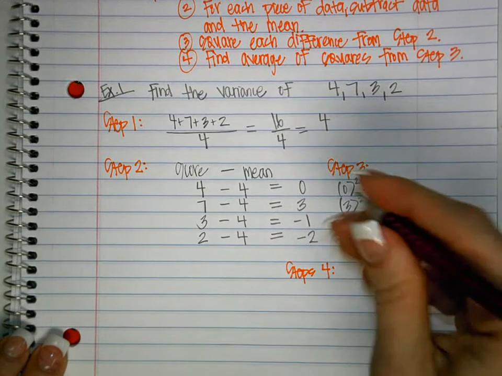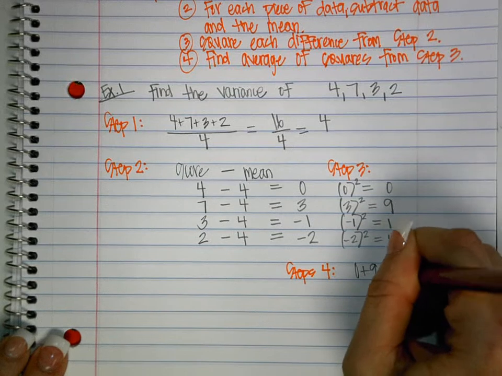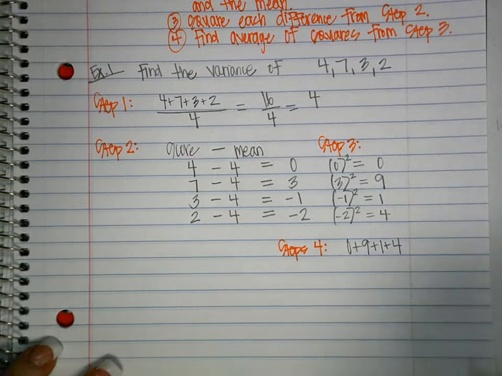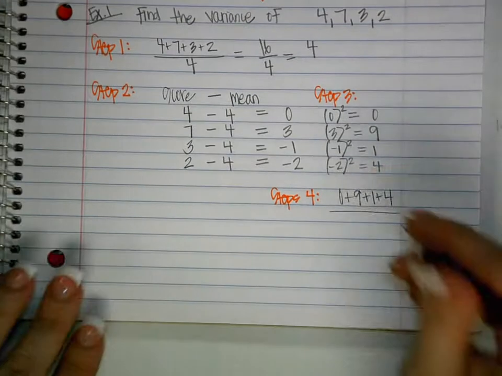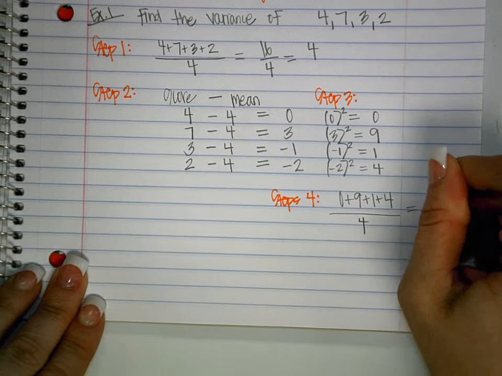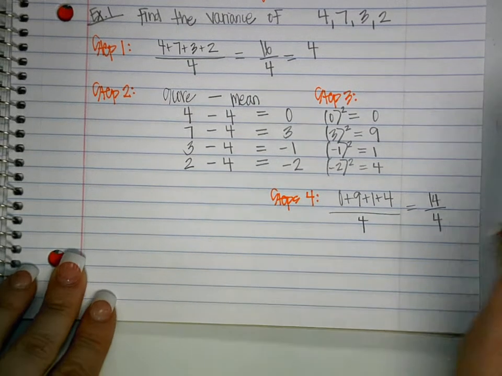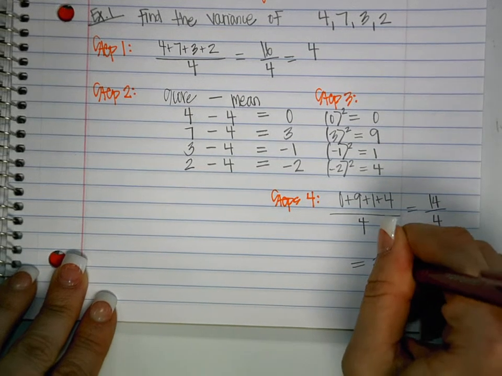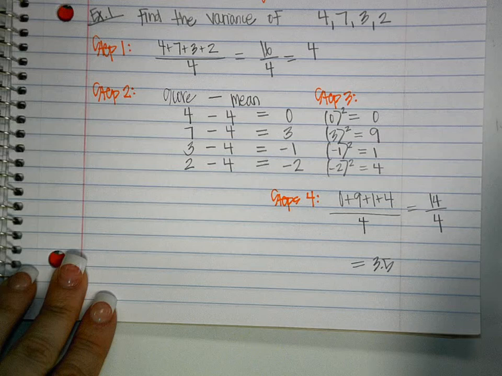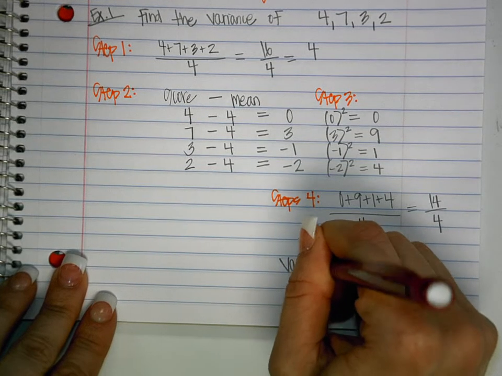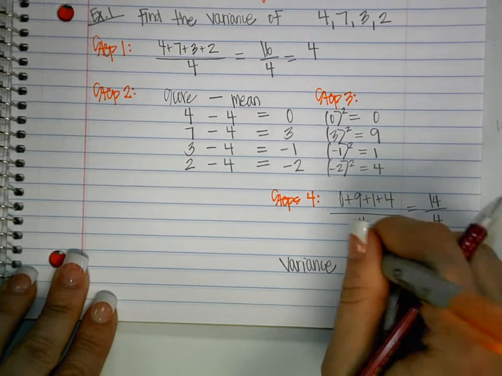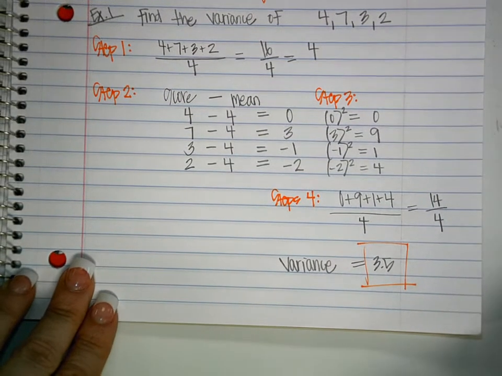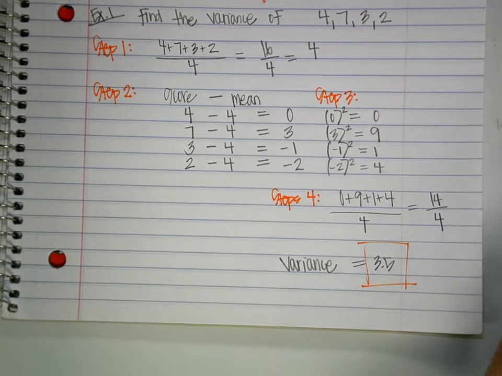So we're going to add all of these up together: 0 plus 9 plus 1 plus 4. And how do we find the average of those values? Add them together and divide by 4. If you add all of these together, we get 14 divided by 4. 14 divided by 4 is 3.5, or 7 over 2. And this is what's called our variance. So your variance is equal to 3.5. That is the answer for this initial question. Unfortunately, you do have to do all of these steps before you can get your answer.